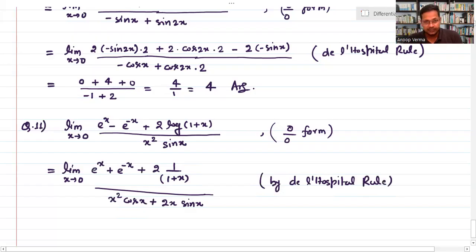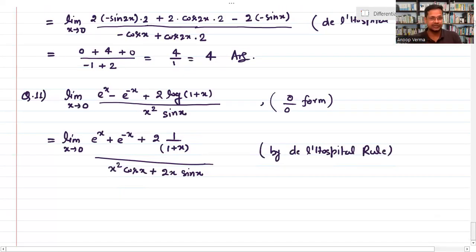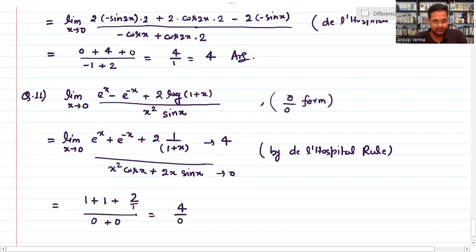Here you should note one thing: it will give infinity. In the numerator, you get 1 plus 1, and plus 2 upon 1, which is simply 2, so the numerator tends to 4, but in the denominator you get 0. So it is of the type 4 upon 0. It means that when x tends to 0, the denominator tends to 0 and the numerator tends to 4, so it is 4 upon 0 type, which means infinity. So simply, in the 11th problem, we get infinity.